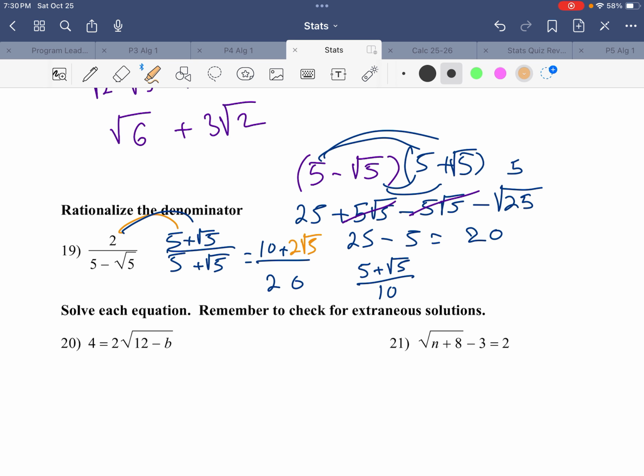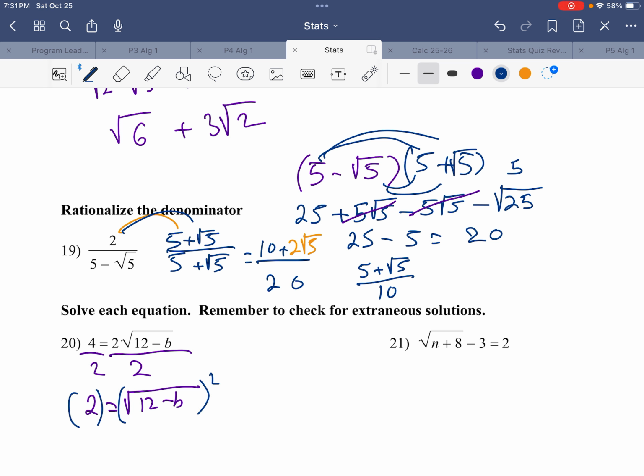For number 20, they're asking us to solve the equation. What we talked about in class was that we needed to isolate the radical the same way you would isolate the variable. So if I saw this example here and I'm multiplying 2 times the square root of 12 minus b, I would divide both sides by 2 and get 2 equal to the square root of 12 minus b. At this point, I need to raise each side of the equation to the power of the index. What I mean by that is that if this is the square root, then I am squaring both sides of the equation. 4 is equal to 12 minus b.